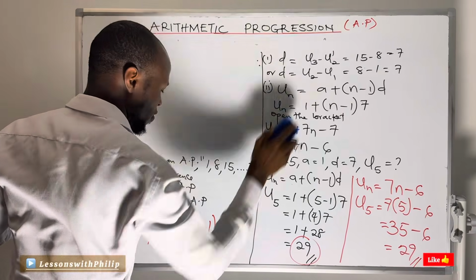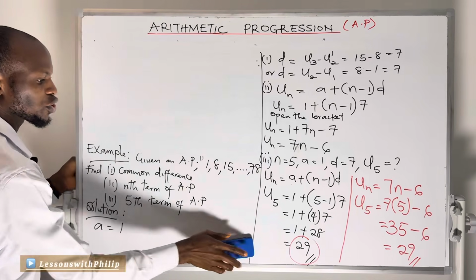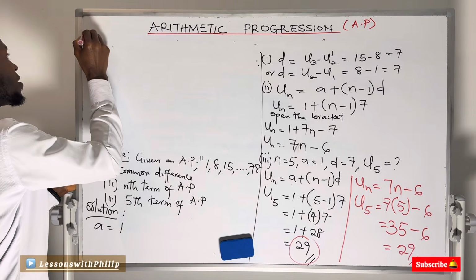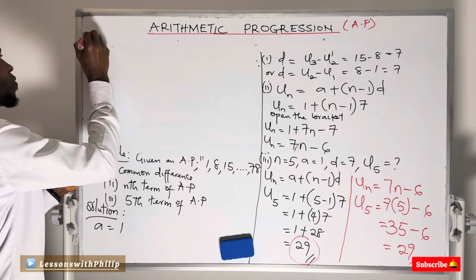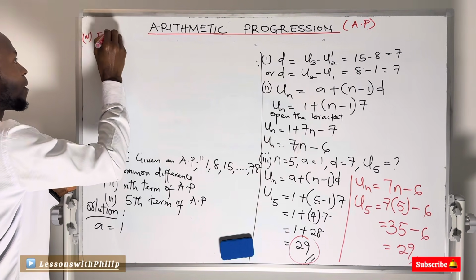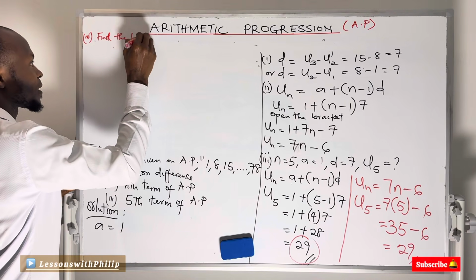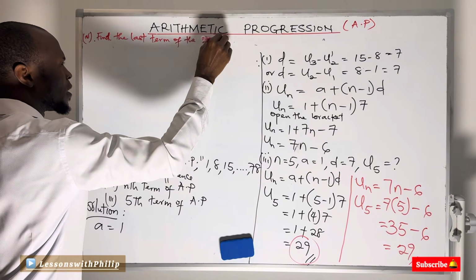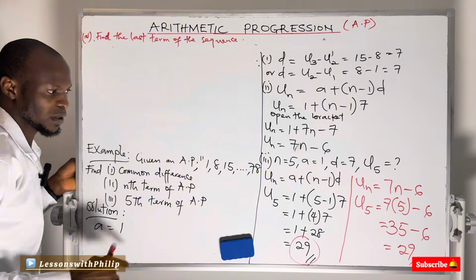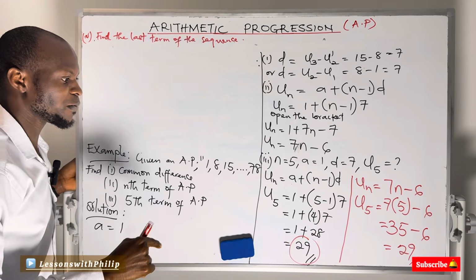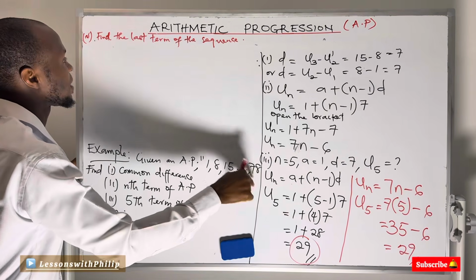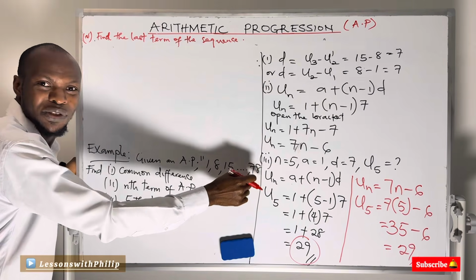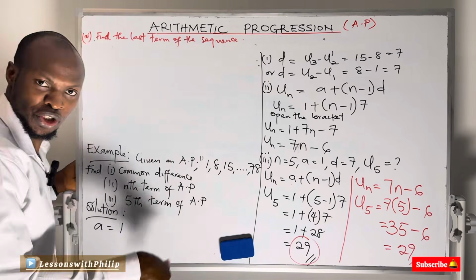Supposing in this question, we're asked to find the last term, let's say number 4, of this sequence. Assuming we're asked to find the last term of this sequence, we know the value of the last term, but we're asked to find what is the number of the term. Sorry, what is the position of the term, not the value of the term?